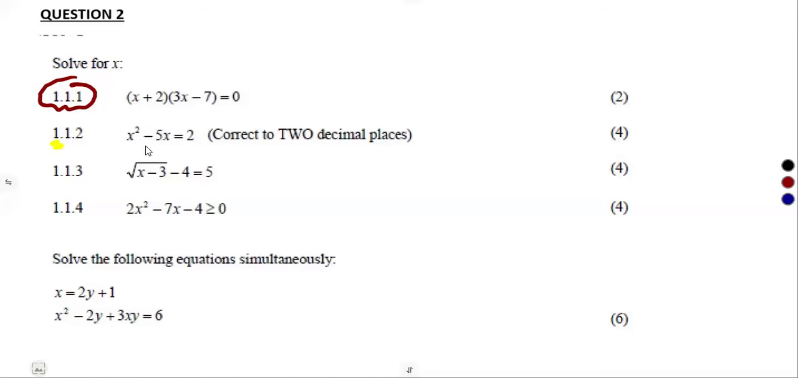Then 1.12, this one, correct to 2 decimal places, 4 marks. All right, let's consider what you're given on 1.12. Our equation was given as x squared minus 5x is equal to 2.